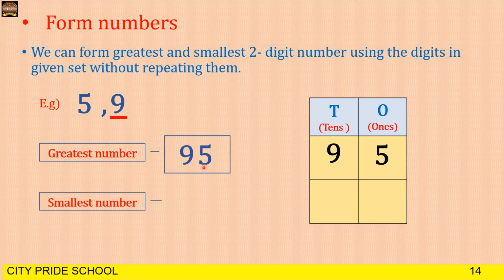We got the greatest number here and now let's find out the smallest number. So which is the smallest number here? 5.